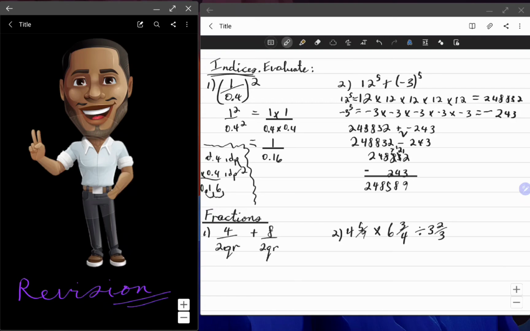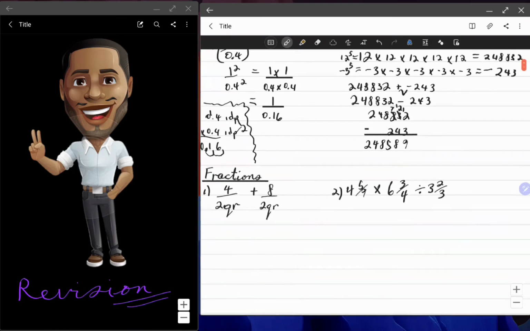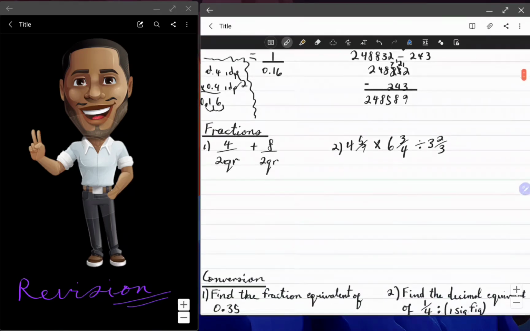Alright, let's move on to fractions. So here we have 4 over 2 QR plus 8 over 2 QR. Do not let the denominators fool you. If you realize they are both the same denominator. So if you remember our rules of fractions when we are adding, once we have the same denominator, all we need to do is put it back and then add the numerators. So that's what we're going to do.